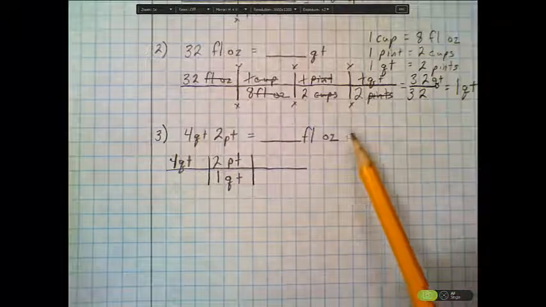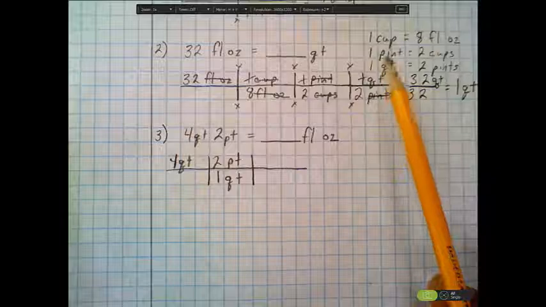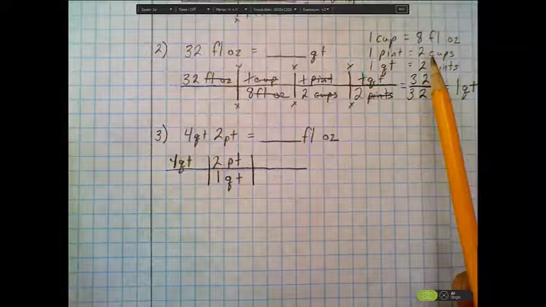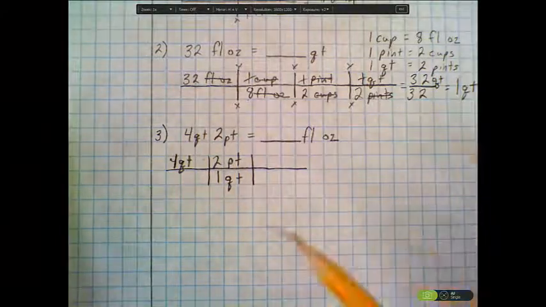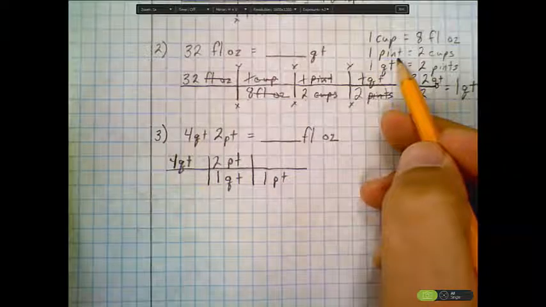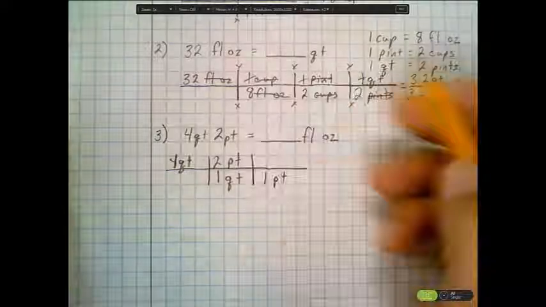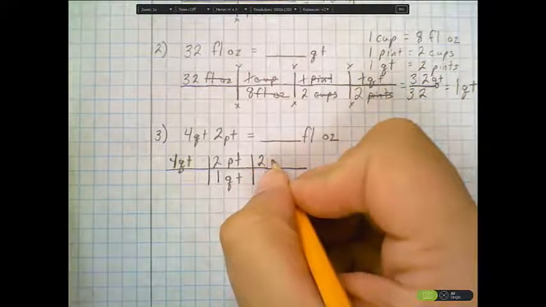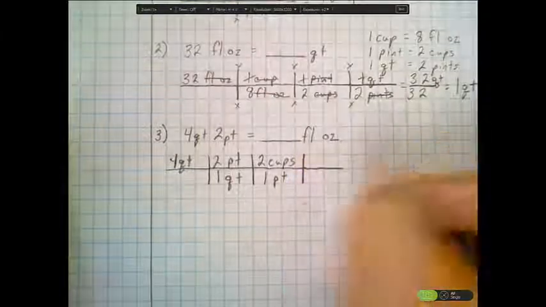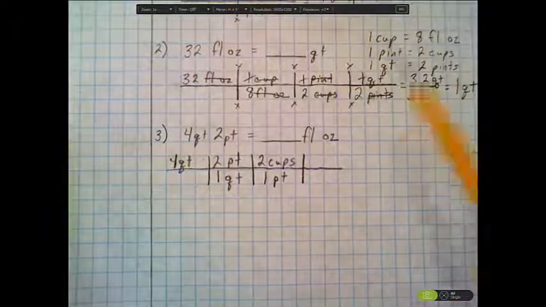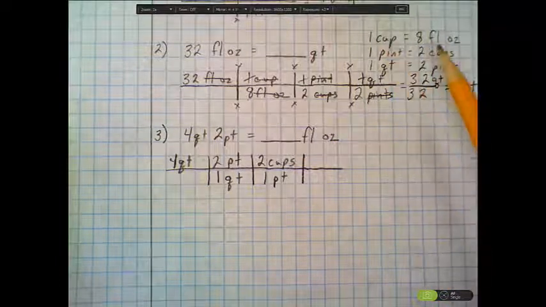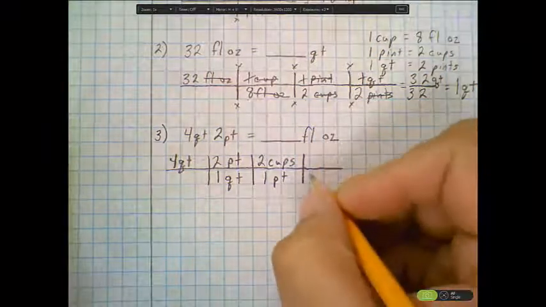Well, we're looking for fluid ounces, so we're not done. We don't have anything that goes from pints to fluid ounces, so we need to use this one that goes from pints to cups. Since we have pints on the top of this section, we need to have 1 pint on the bottom of this section. The 1 pint comes from here, and then we're going to use the 2 cups from our conversion factor. Now we do have a relationship that goes from cups to fluid ounces. Right here, 1 cup is equal to 8 fluid ounces, and so we're going to use that.